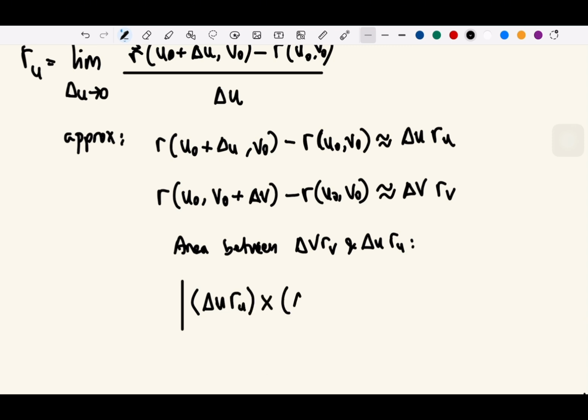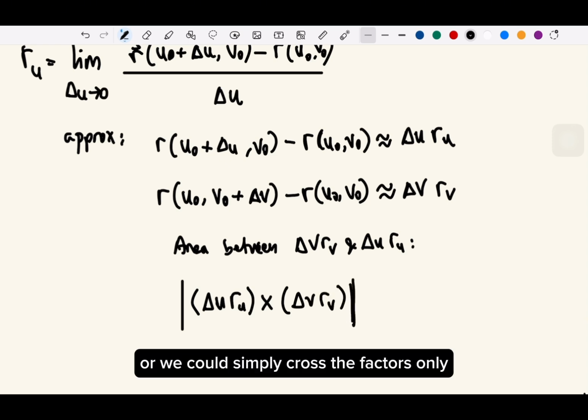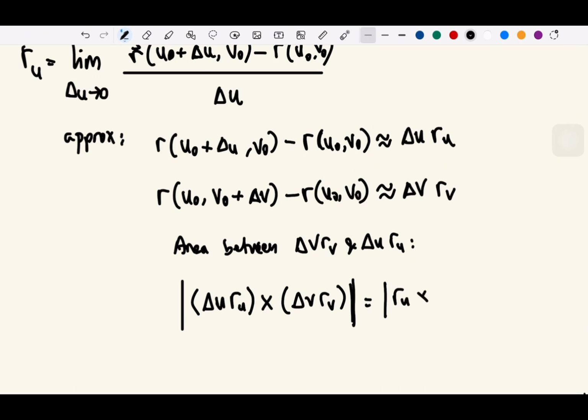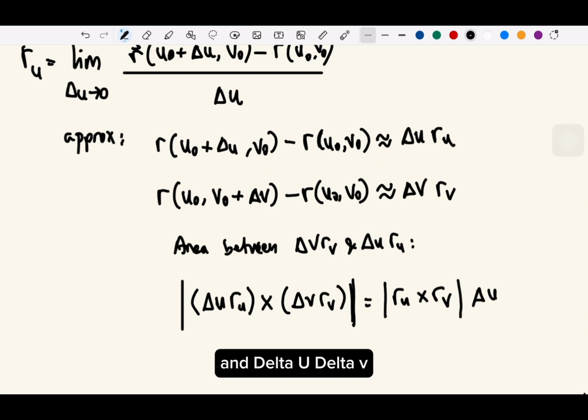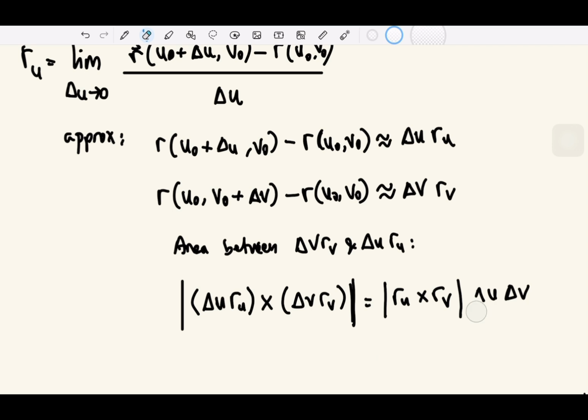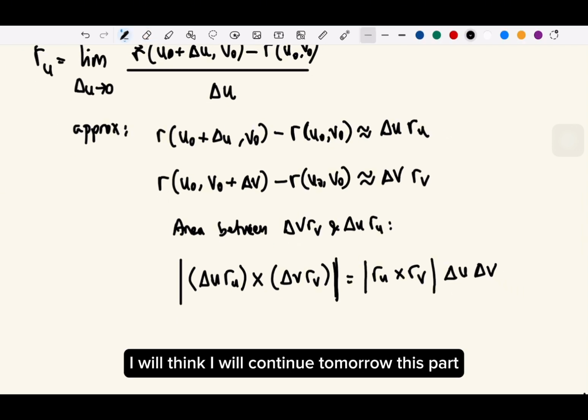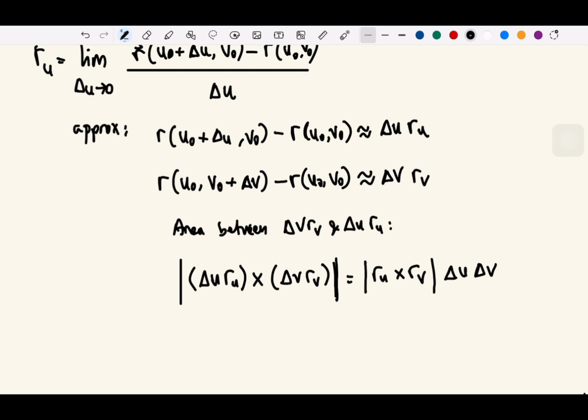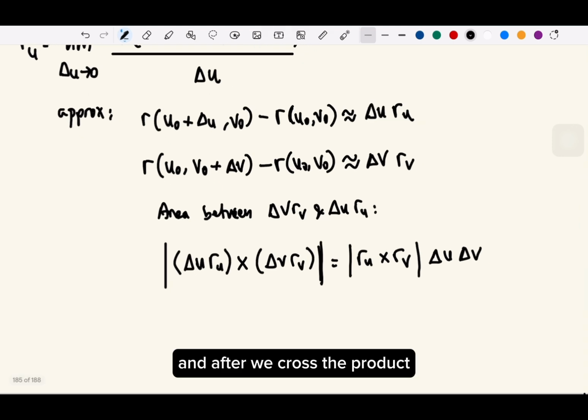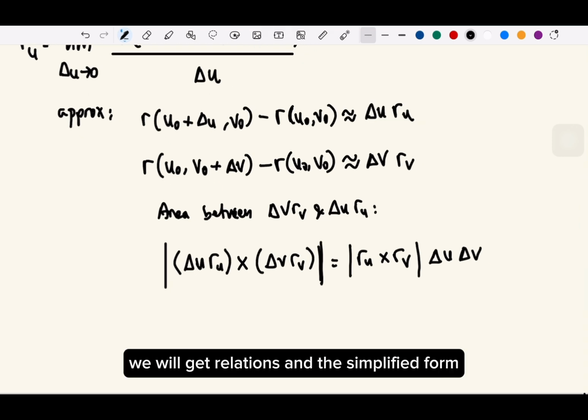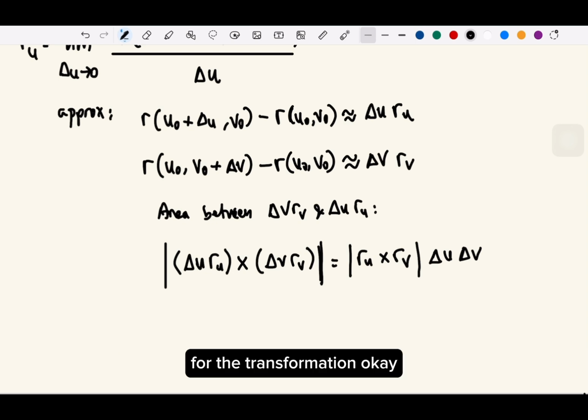cross, or we could simply cross the factors only, which is only R, because the delta is a scalar, so we can factor it out, and delta U, delta V. Okay, I will continue this part tomorrow. After we cross the product, we will get the relations and the simplified form for the transformation, okay?